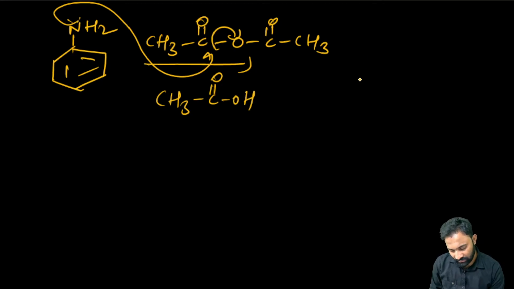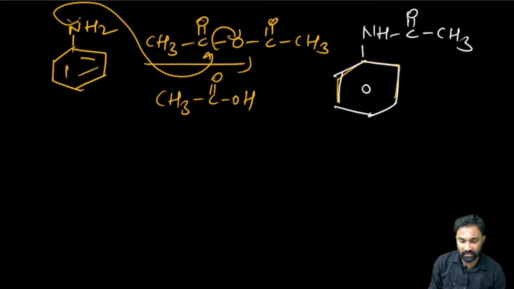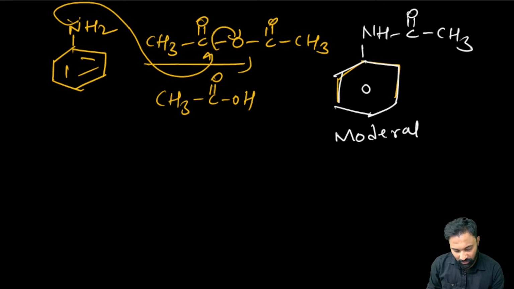Now what is the product name we will get? The product will be acetanilide. Now this is the product we get, acetanilide. Now acetanilide is a moderate ortho-para-directing group.